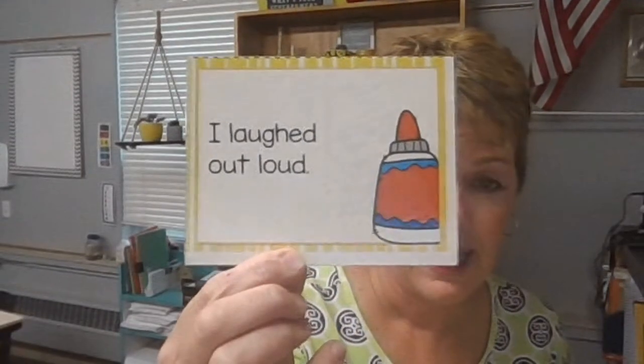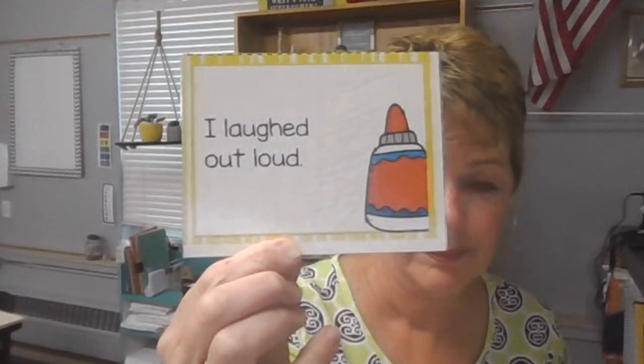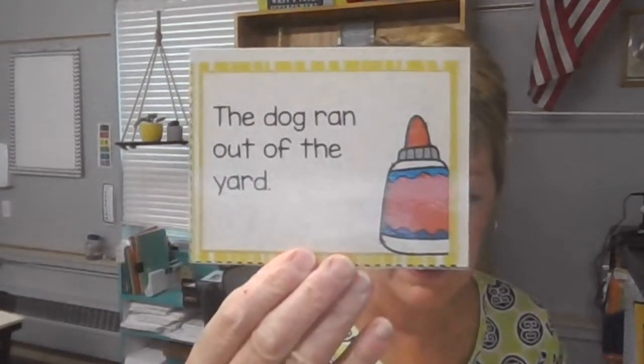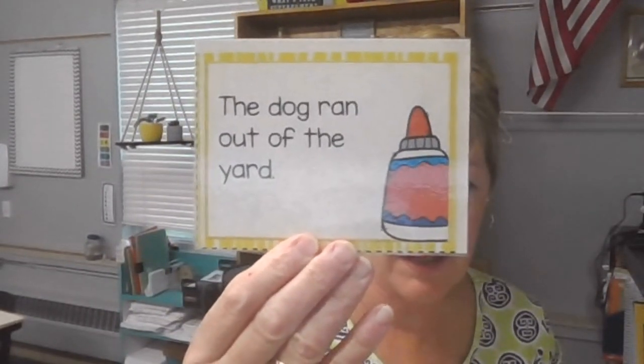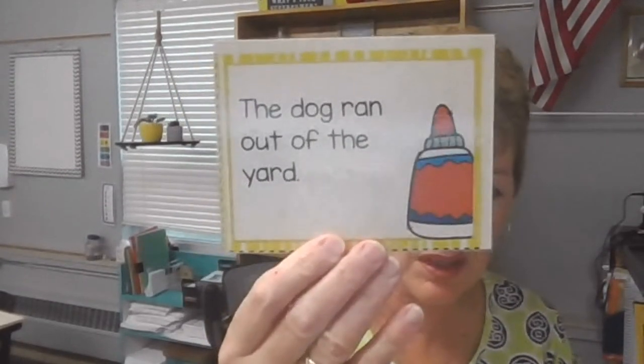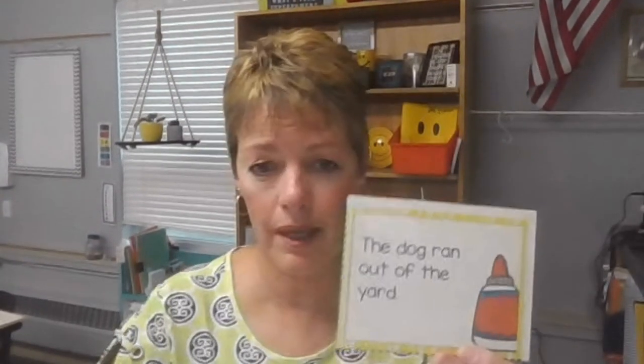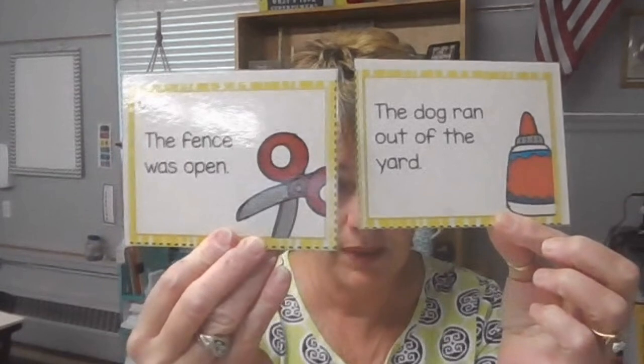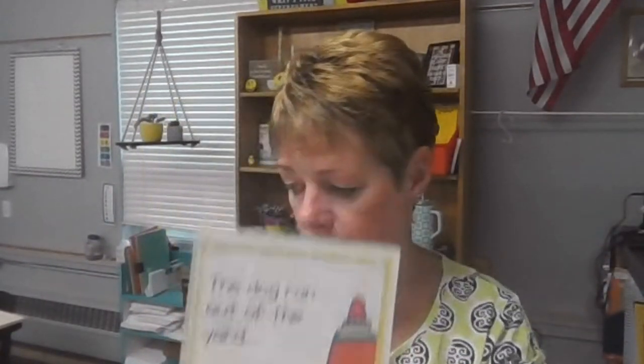Oh, how about this one? The fence was open, I laughed out loud. I don't think so. How about this one? The fence was open, the dog ran out of the yard. If the fence is open, could the dog run out of the yard? I think that would make sense. So you're going to put this glue bottle on top of C. Okay, so now we've read almost all of the ones that don't have letters on them. So this should make it easier for you to figure out which ones you need to get.